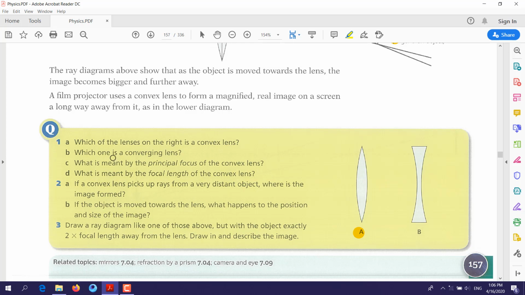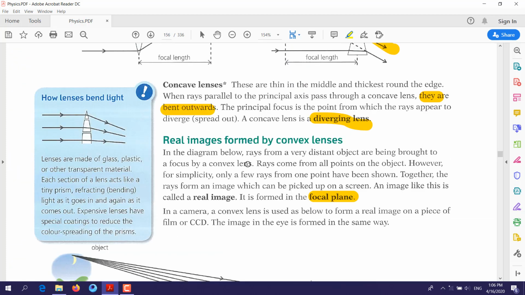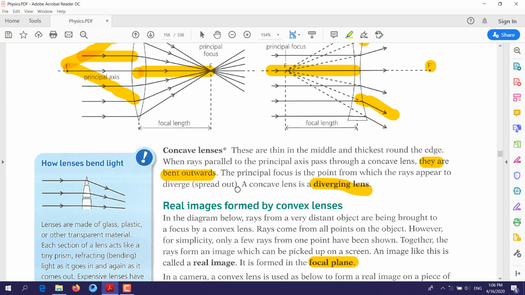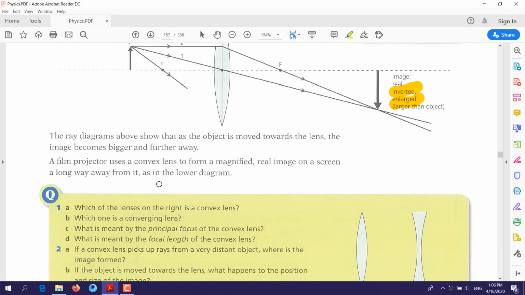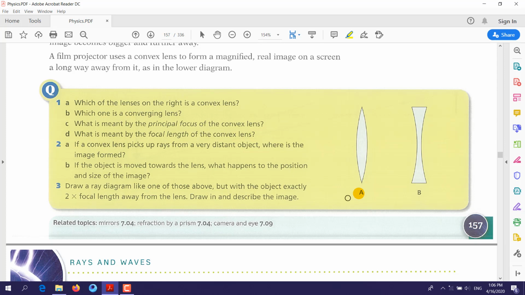Then, which one is a converging lens? Converging lens. Here is the answer. The convex one is the converging one. So, which one is convex? A. Which one is converging? A. Okay. What is meant by principal focus of the convex lens?